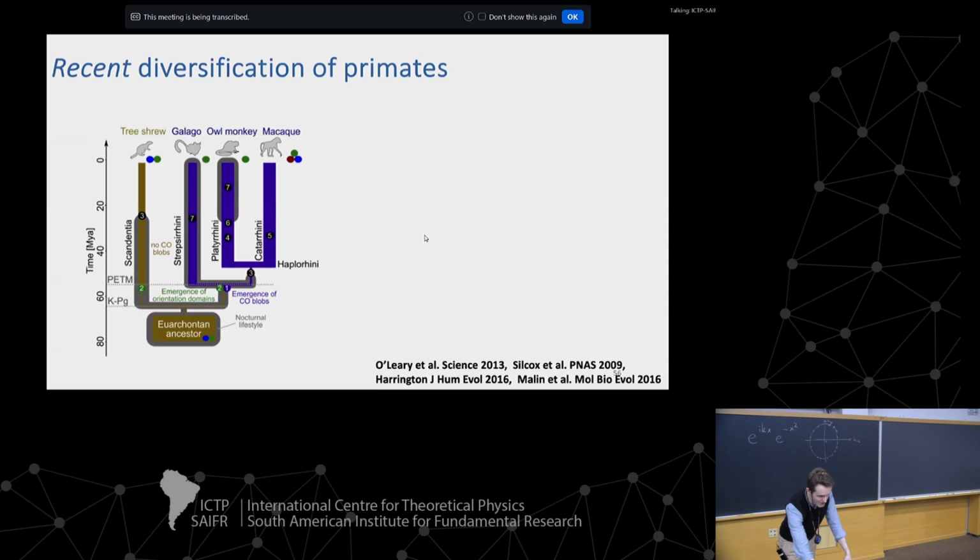Yeah, for the motivation, this is a cartoon of the tree of modern primates, or at least the primates that ended up in our data set here. Tree shrews as an outgroup, and then the galago, the owl monkey, and the macaque. The little circles here are their color vision abilities. So the macaque is a trichromate. They can see color just as well as we can. Actually, a little bit better, because color blindness is relatively rare among macaques.